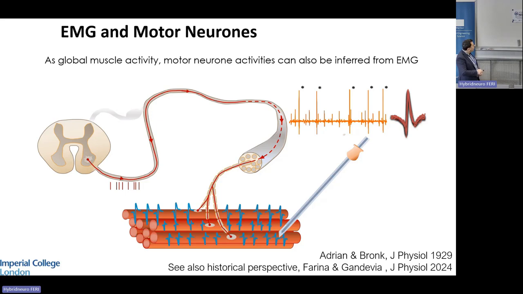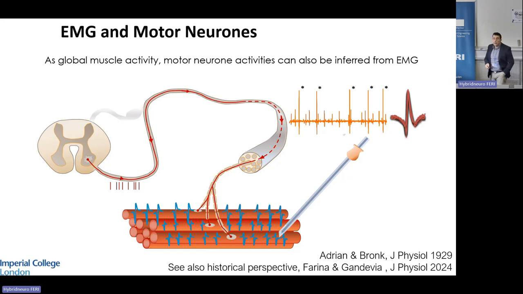And this is the paper from 1929 when it was proposed, so it's almost a century ago. It was by Adrian, also a Nobel Prize winner with Sherrington for physiology, not for this, but for a number of other discoveries. If you put a needle in the muscle, then you get a signal like this, a classic intramuscular EMG signal. And this signal is so selective that you can see the spikes of individual motor neurons in the spinal cord. So the needle can be very small.